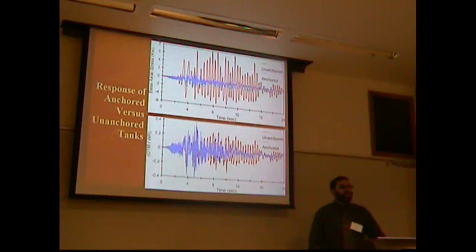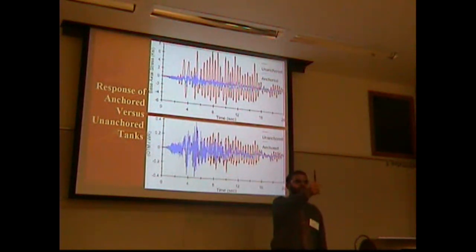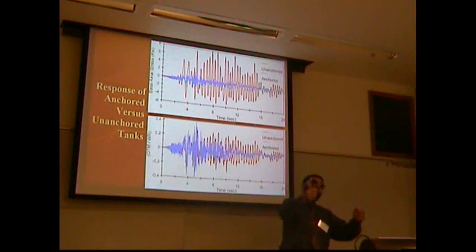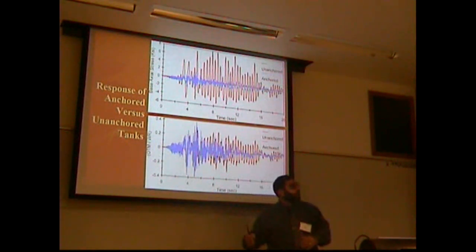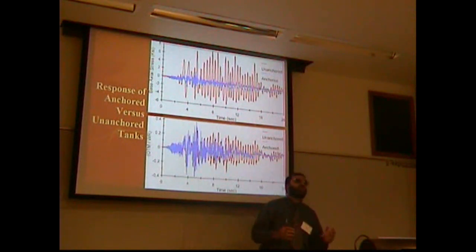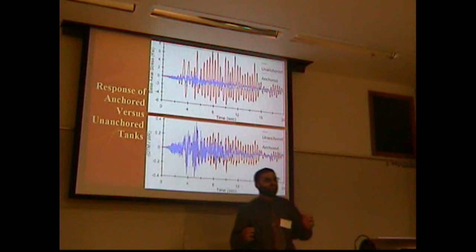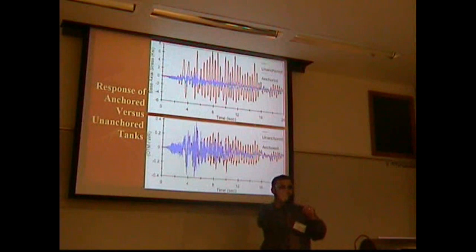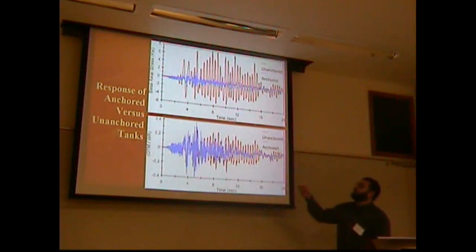The answer is, because the vibration of the anchored tanks results from the elastic deformation. So it has a high frequency vibration. But for the unanchored tanks, the vibration results from the rocking motion. The entire tank is rocking, like this. So it has a low frequency, versus the other one, which has a high frequency. So this is what I want you to see here. This is the first thing I want you to see here.